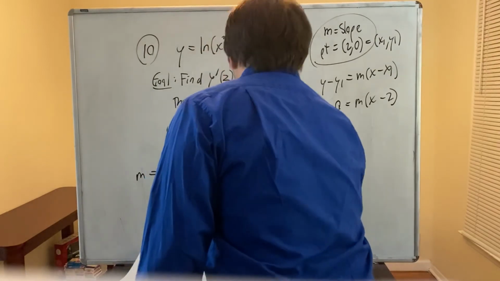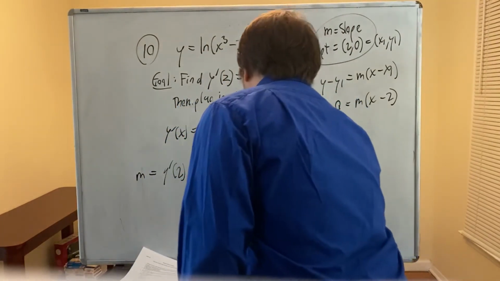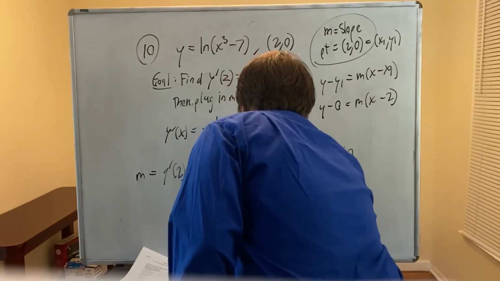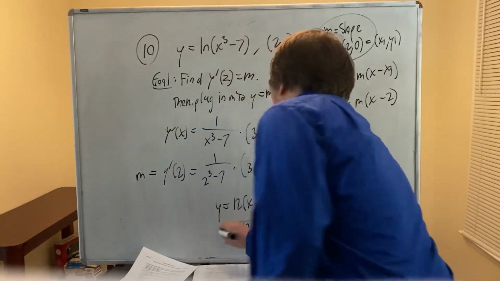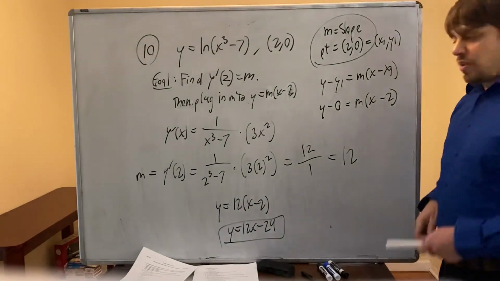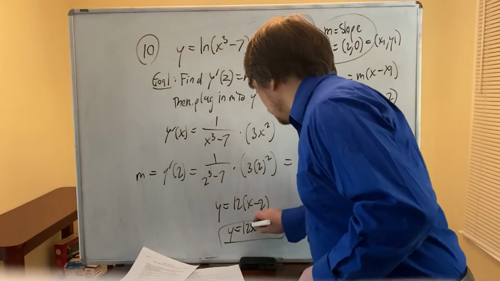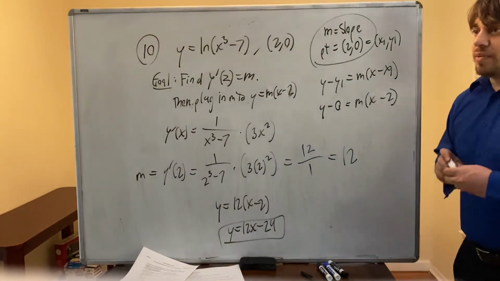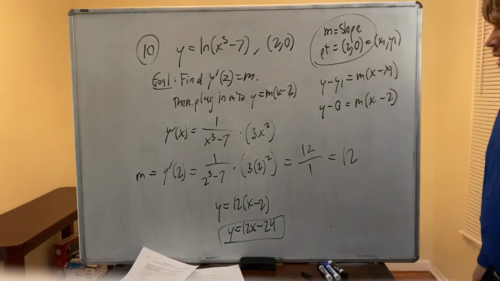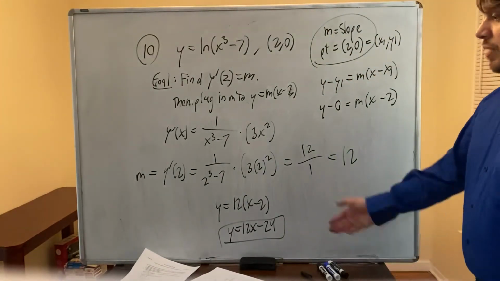So our tangent line has the equation y equals 12 times x minus 2. You could also write it as y equals 12x minus 24. And there you go. So the equation of the tangent line to that graph at the point (2, 0) is y equals 12x minus 24. And so we're done with that problem. Okay, so that's number 10.